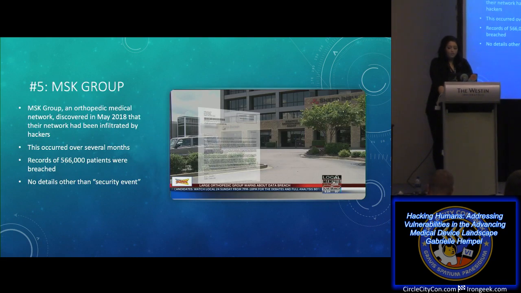So we're going to count down here. The number 5 biggest healthcare breach last year happened to MSK Group, which is an orthopedic medical network. They discovered in May that their network had been infiltrated by hackers, and they'd been grabbing data from the system for several months. Records of 566,000 patients were breached. There weren't really any details I could find of the breach other than a security event and that a hacker had access to the system intermittently for months.